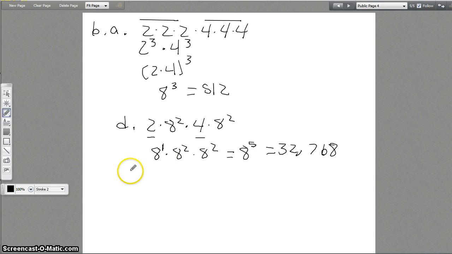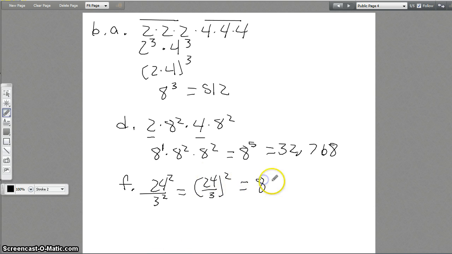32,768. Okay, now we're going to hop down to part F. For part F, we have 24 squared divided by 3 squared. Since these numbers are both raised to the same power, it means that we can put them in parentheses together and raise them to the power together. 24 divided by 3 is 8. So this is 8 squared, and 8 squared is 64.